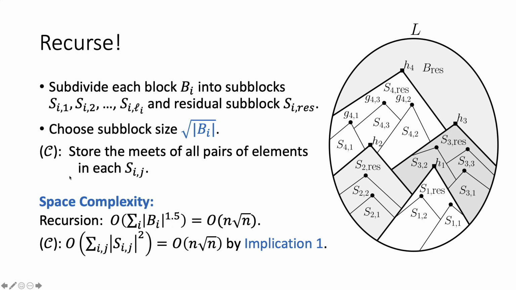Now let's consider this new data structure C. We're storing a quadratic amount of information in the size of the subblock. However, let's look at the sizes of these subblocks. They're all downsets of elements that are below a block header on the top level. That means by implication 1, these downsets are of size at most square root n. Therefore, if we go back to our intuition, we can actually store a quadratic amount of information, and this is going to end up being n root n overall.